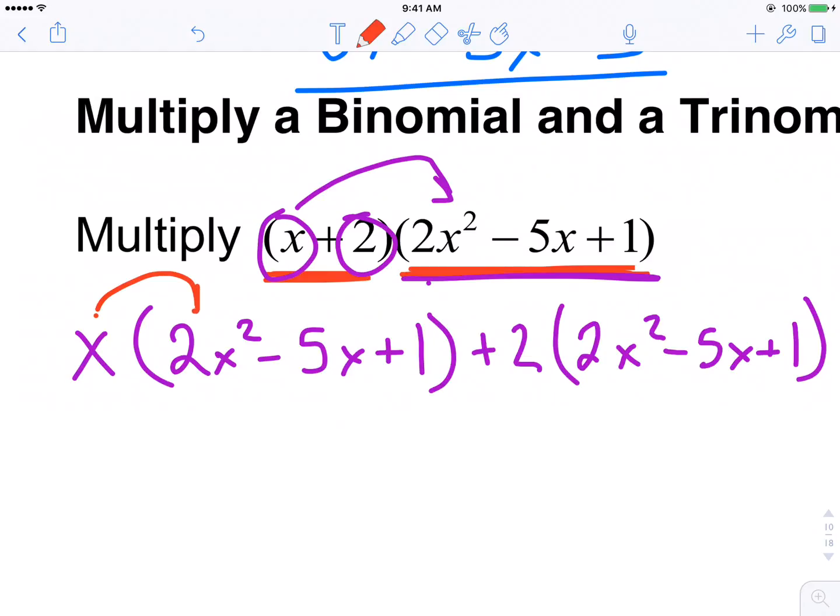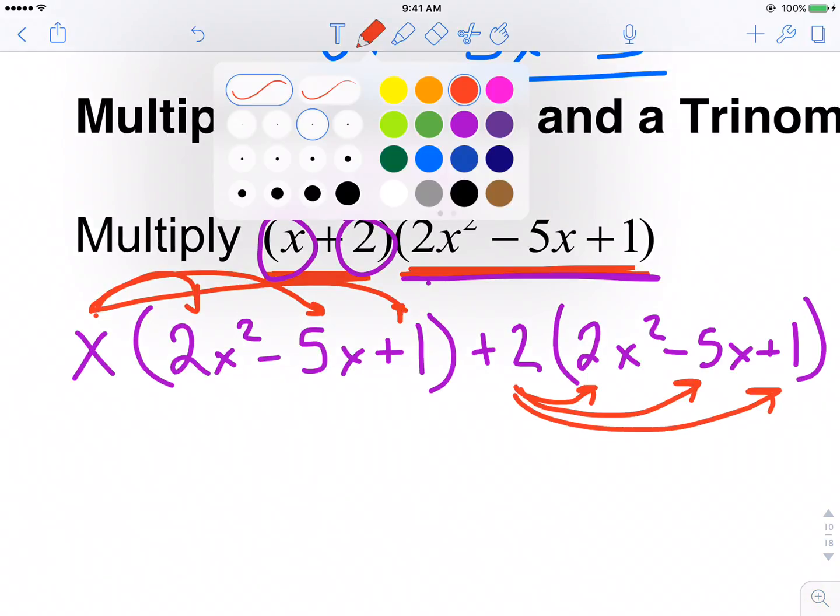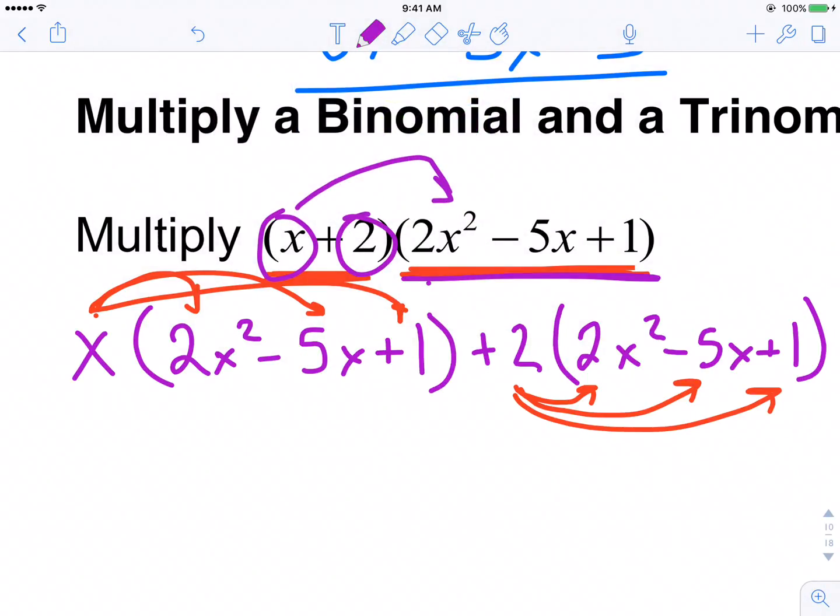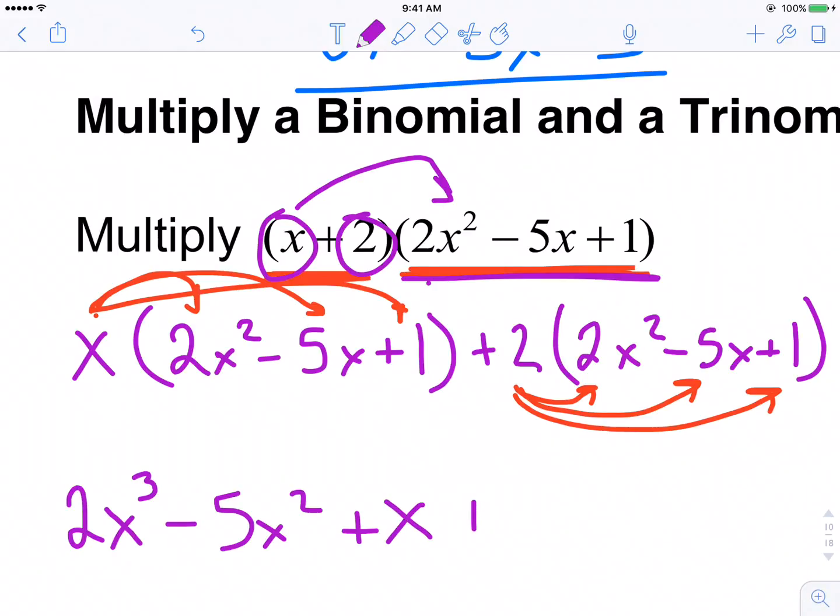Expanding, x times 2x squared, x times minus 5x, x times 1, 2 times 2x squared, 2 times minus 5x, 2 times 1. And that would simplify out to, or if I expanded that, x times 2x squared is 2x cubed, x times minus 5x is minus 5x squared, x times 1 is plus x, 2 times 2x squared is plus 4x squared, 2 times minus 5x is minus 10x, and 2 times 1 is 2.